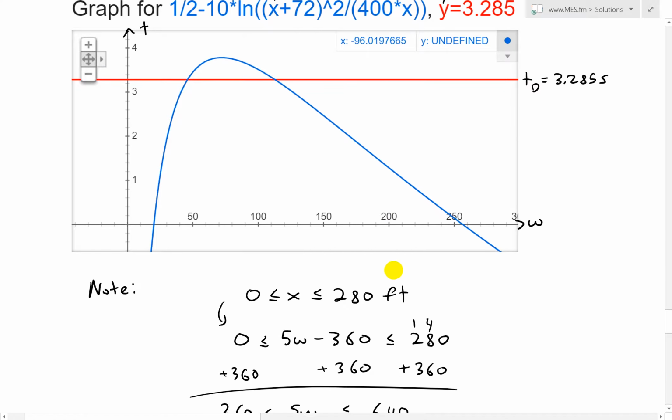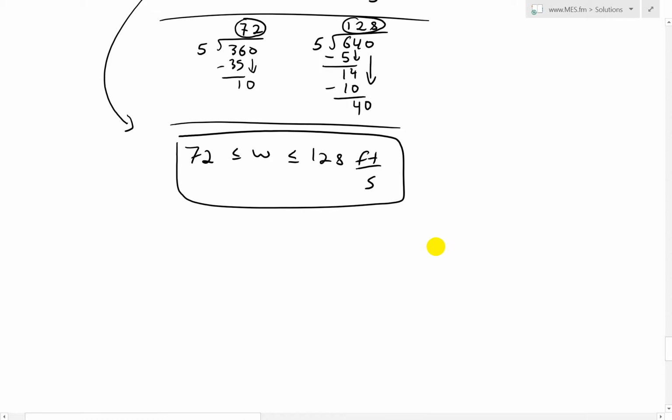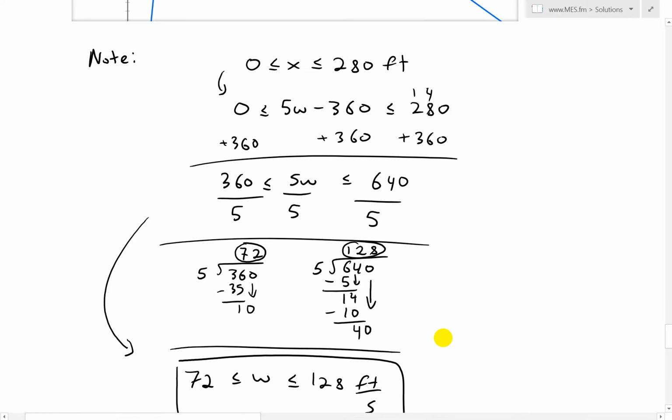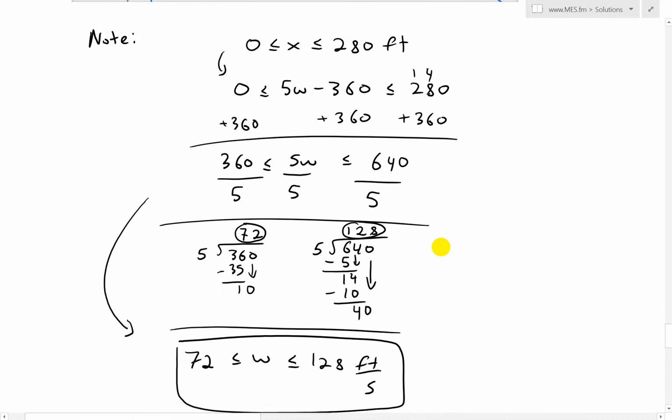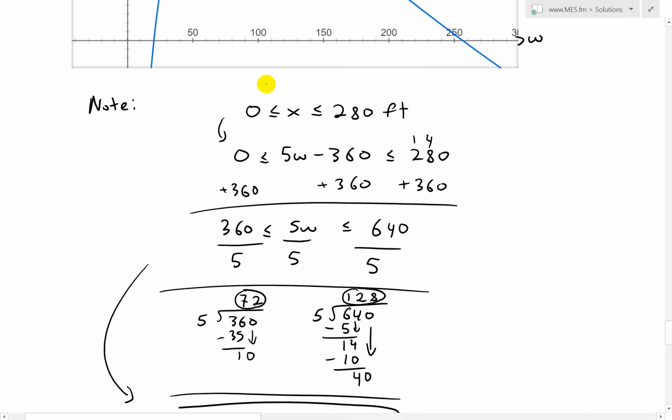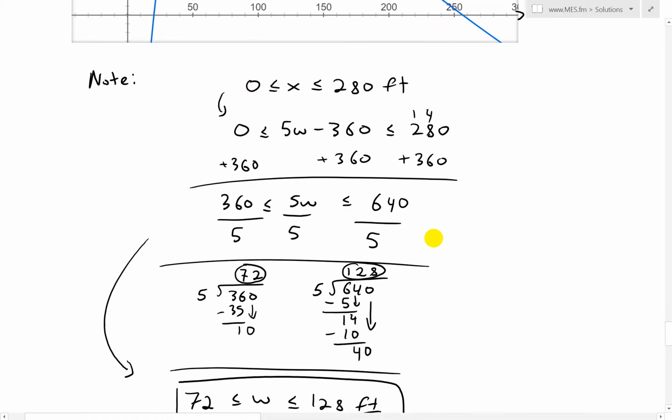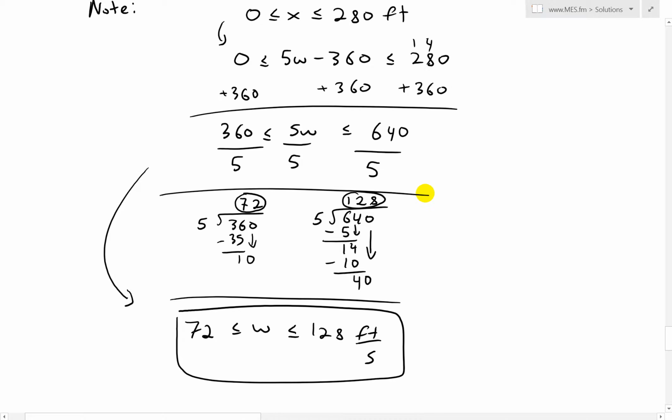So what this means is, at 72 feet per second, the minimum distance would be 0. That's just at the catcher, which is not practical.